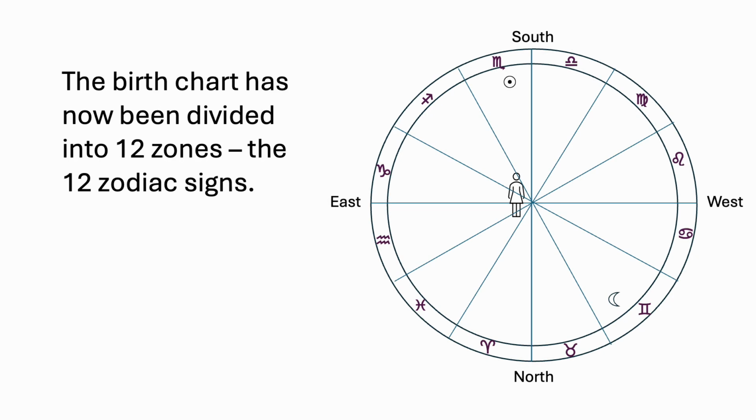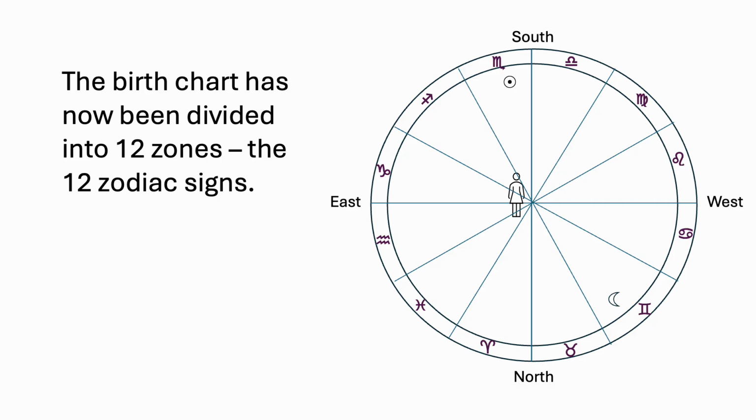The birth chart has now been divided into 12 equally sized zones of 30 degrees each. These are the zodiac signs. Many people mix up the zodiac signs with the constellations. Constellations are groups of stars, but zodiac signs are zones in the sky around us, though they have got their names from the constellations. So constellations and zodiac signs are not the same thing.